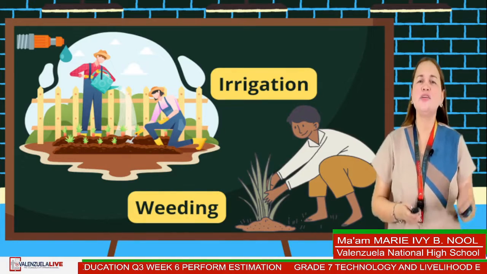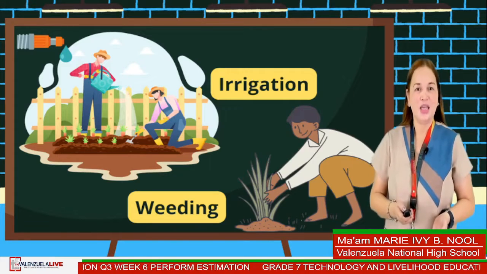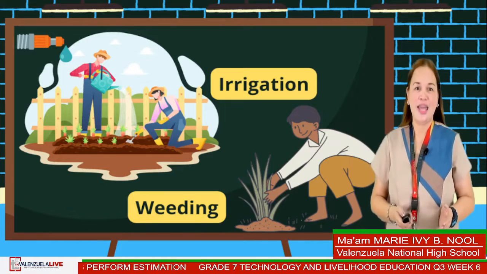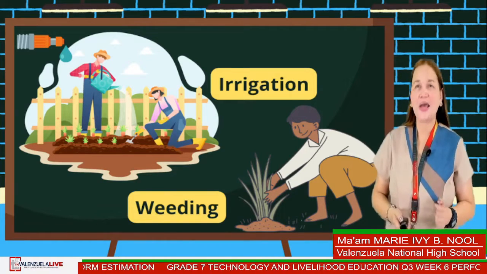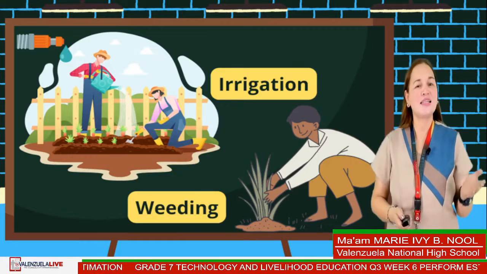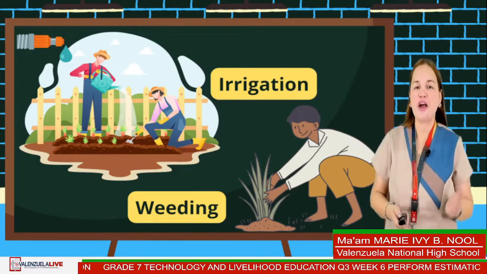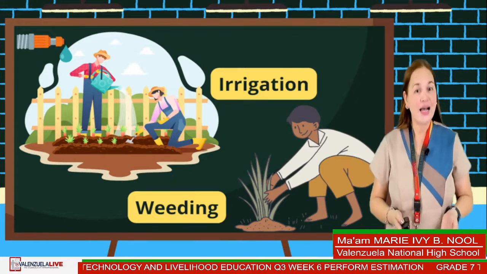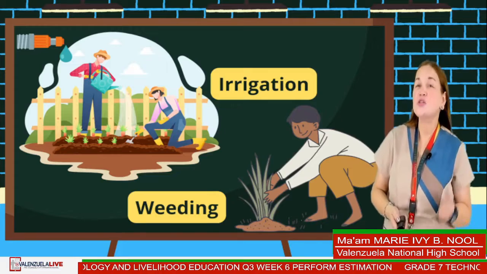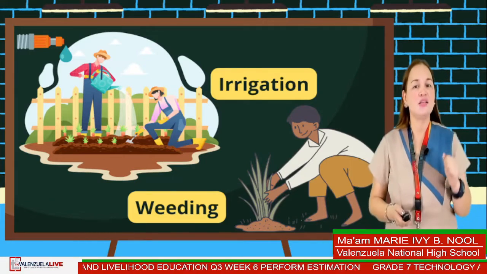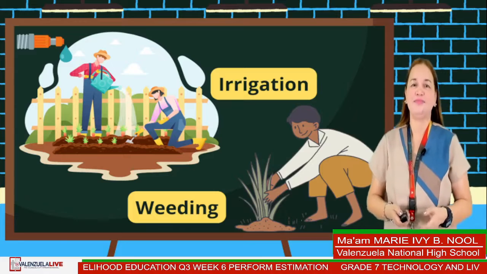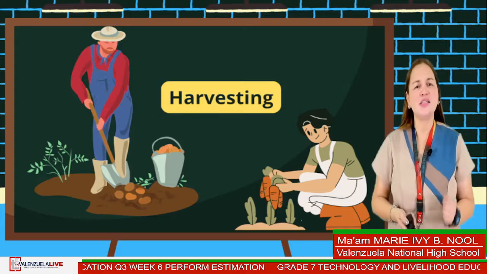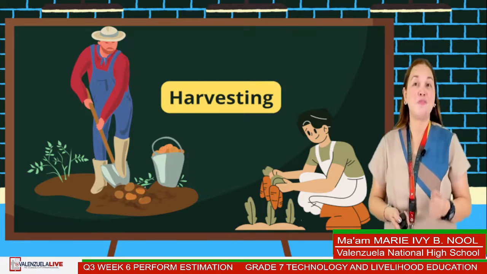Weeding. It is the removal of weeds from the field. It is an effective pre-harvesting method of crop production and crop production management. Weeds act as competitors of the crop for various resources required for growth, like nutrients, light, water. So it has to be removed as it may cause interference and decrease the yield. Harvesting. It is the process of gathering a ripe crop from the fields.